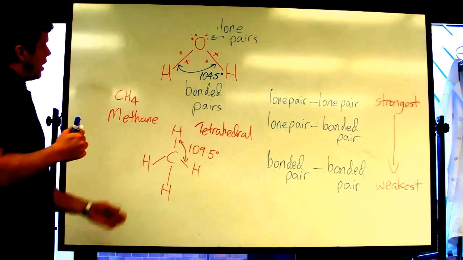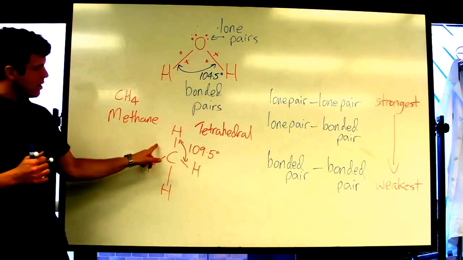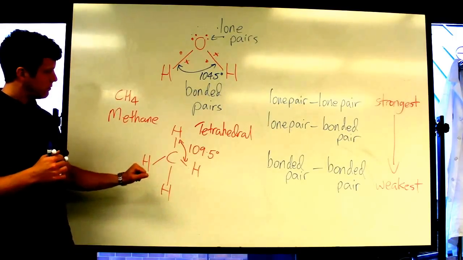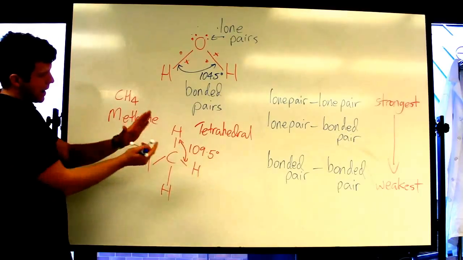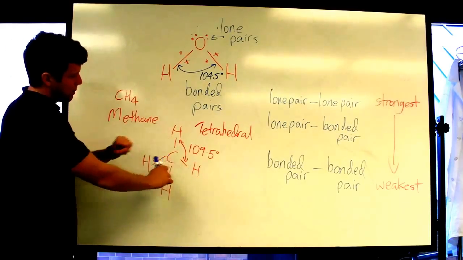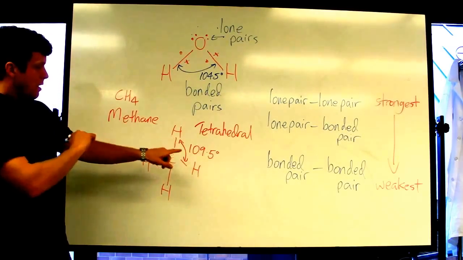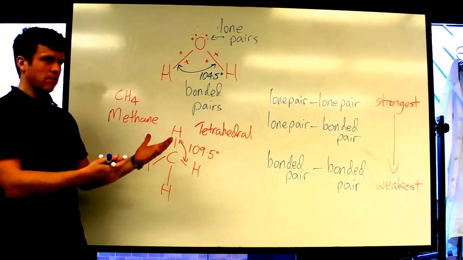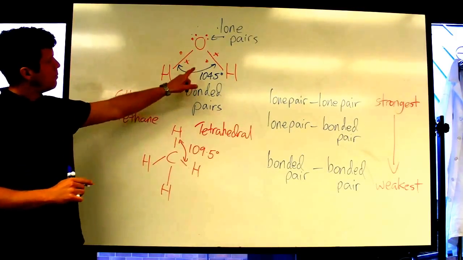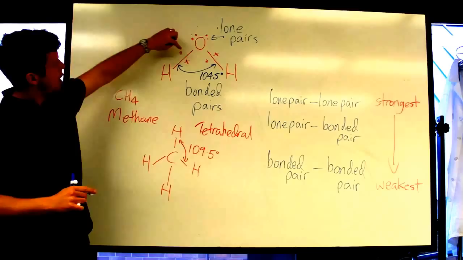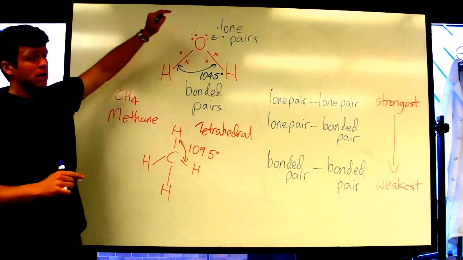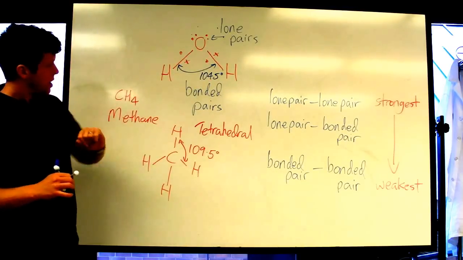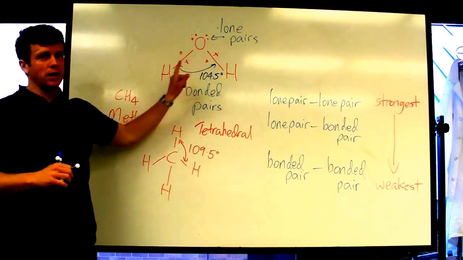So, the bond angle here in a tetrahedral is the maximum that you can get, the maximum amount of angle between these bonded pairs. But then, these are all bonded pairs, so they all repel each other the exact same way, or with the exact same amount of repulsion. But then once you start to change a bonded pair for a lone pair, and in the case of H2O, you've got 2 lone pairs and 2 bonded pairs, so then that's going to have a big effect on the bond angle here.